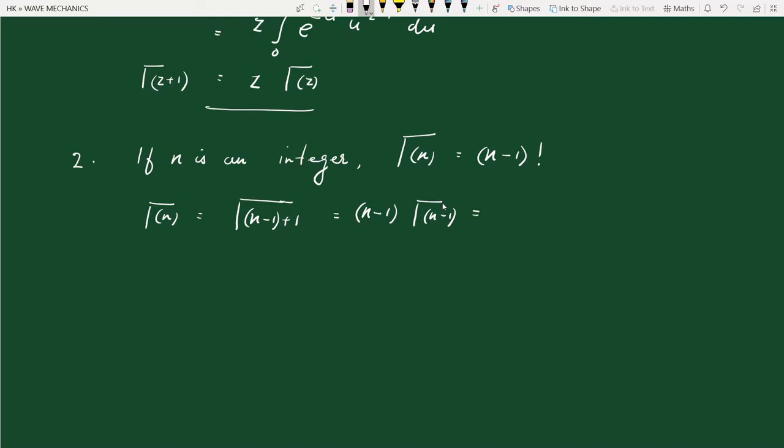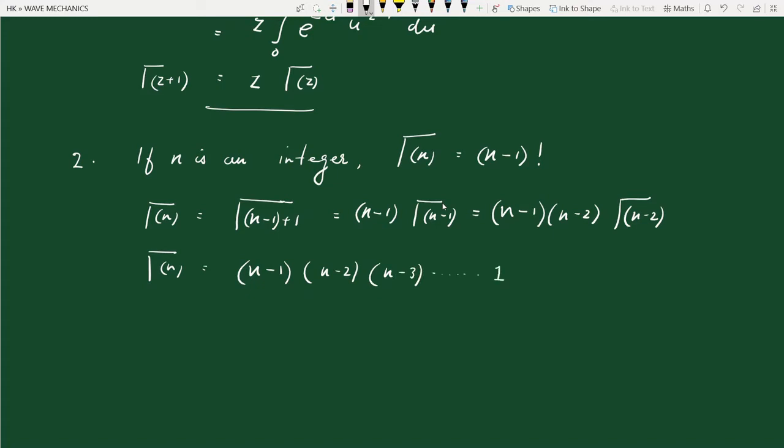Now gamma n minus 1, again you can write as gamma of n minus 2 plus 1. So it goes like this, n minus 1 into n minus 2 gamma n minus 2. So this can go on, okay, so that we establish this result, n minus 1 into n minus 2 into n minus 3 etc. up to 1 gamma 1. Okay, now what is gamma 1?